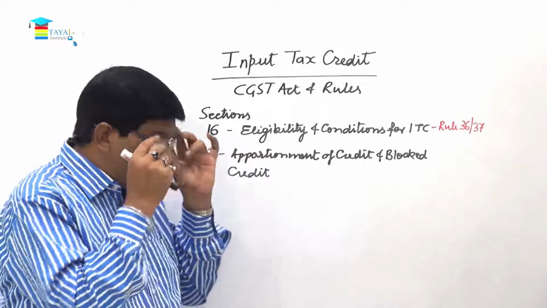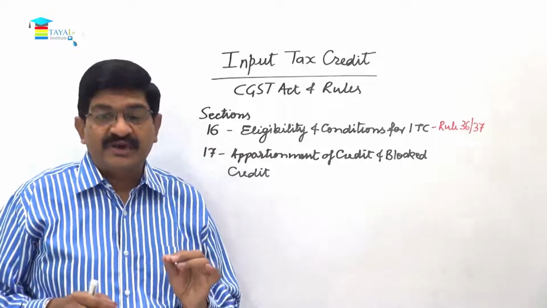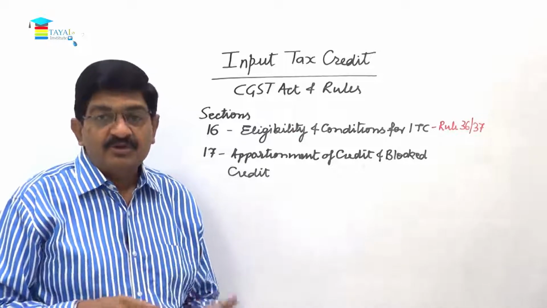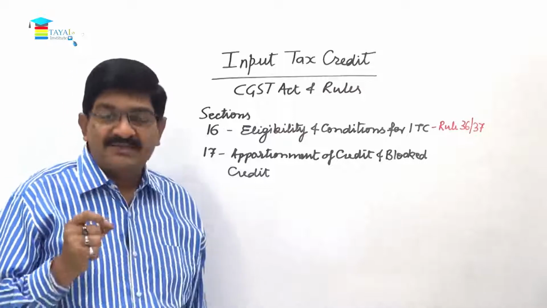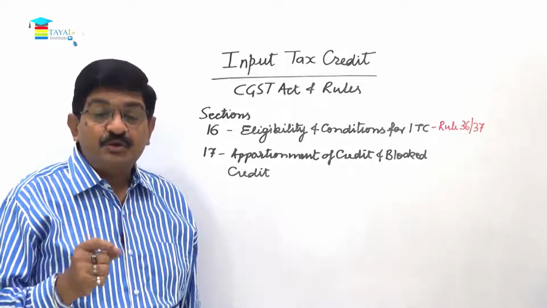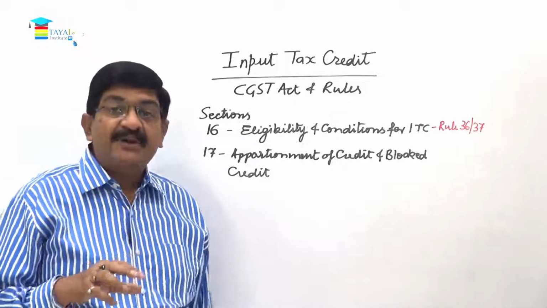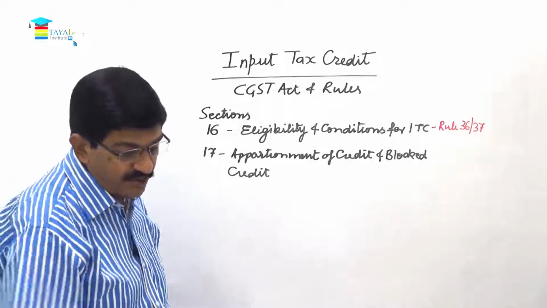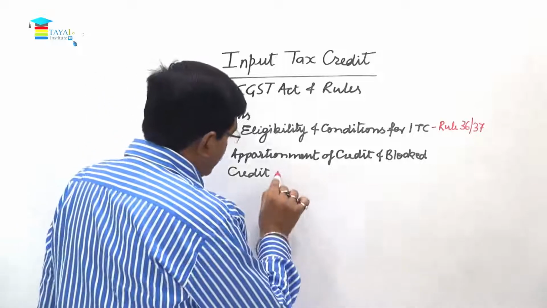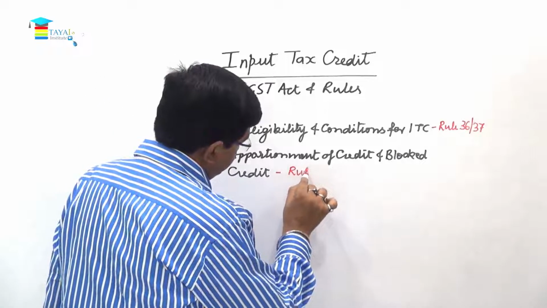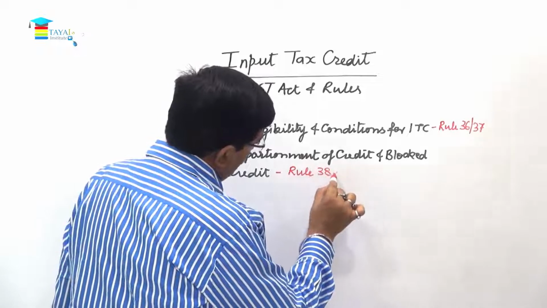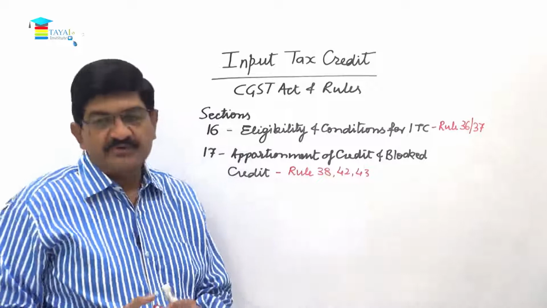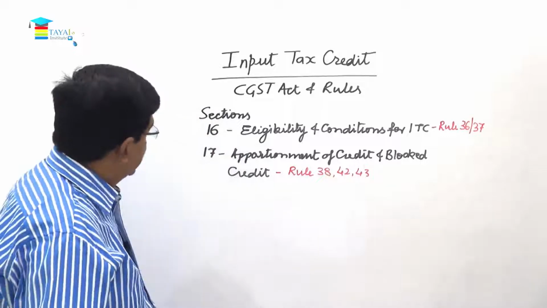So the credit is available only in relation to taxable supplies as well as zero rated supplies. So where the tax liability does not exist, the question of GST credit does not arise. So in this we will refer to rule number 38, rule number 42 and rule number 43. So these are the rules which we are going to refer along with section 17.